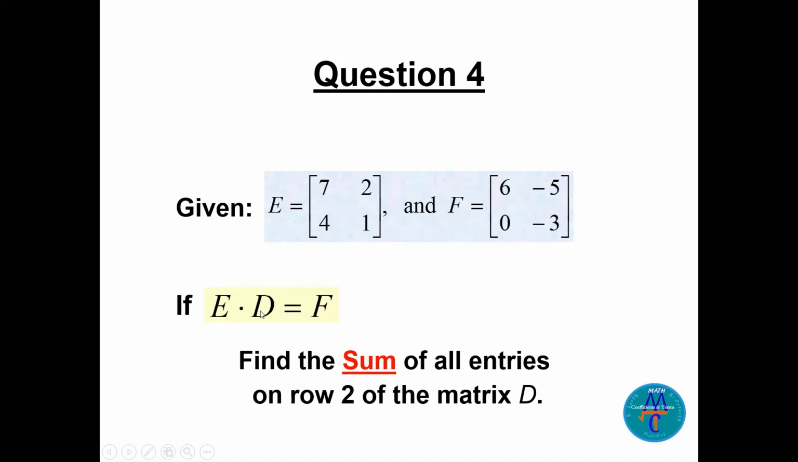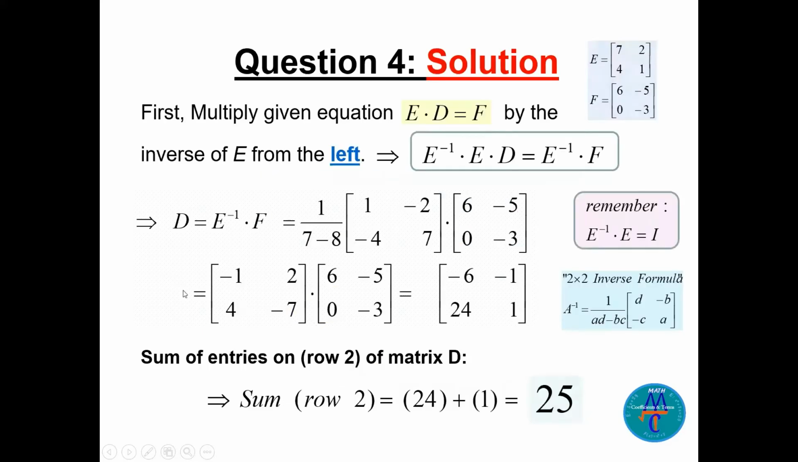Remember here, don't make a big mistake here. You cannot divide matrices. E times D is equal to F. You have to work with inverses. This is the given here. E times D is equal to F. Let's multiply by the inverse of E from the left. So we can put here E inverse times E times D is equal to E inverse times F. See, from the left side, we put E inverse.